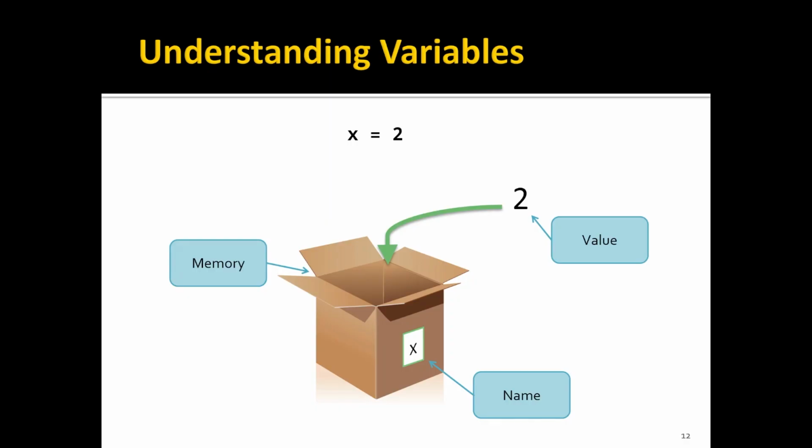Now, to really understand what's going on with variables, it's important to note that there are three main parts of a variable. There's the value that we're storing, there's the name we're storing it under, and there's the memory we're storing it in. So let's go through each of these in turn. The value is everything on the right-hand side of the equal sign in the assignment statement. So in this simple assignment statement, x equals 2, the value is just 2. The value can be any sort of expression, literals, operations, or other variables even.